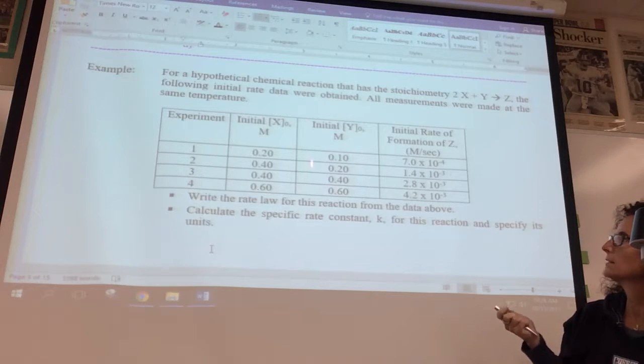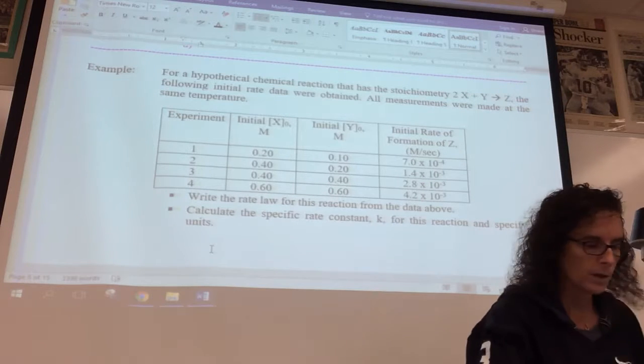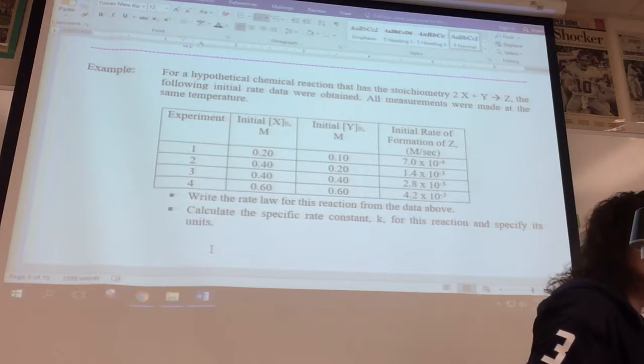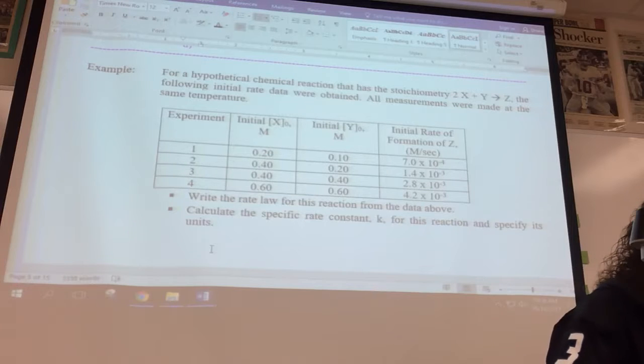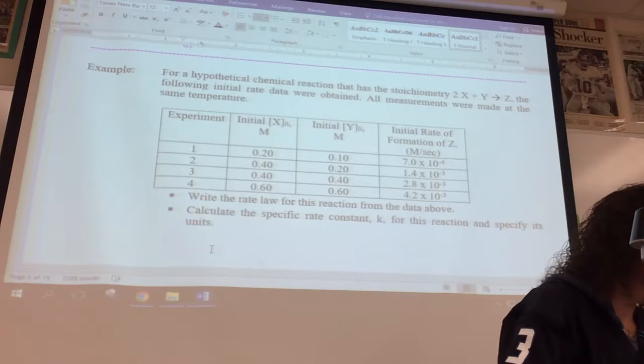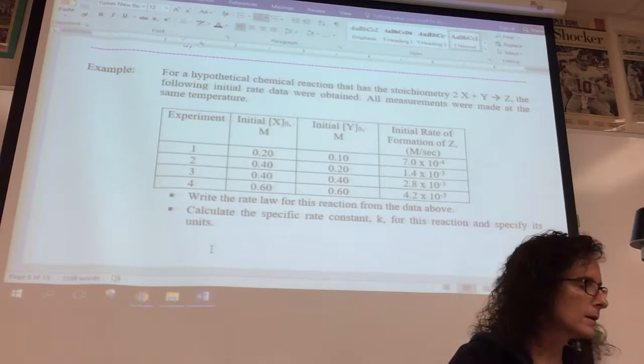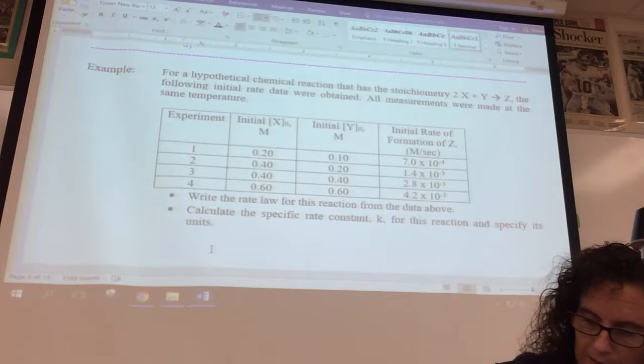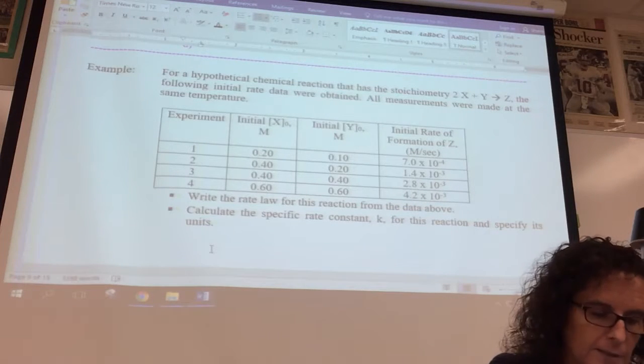Can you hold Y constant? No. So let's see how to work this. This is the first time you can't hold one constant. We want to figure out the rate law from the data. We're going to work it initially as we did previously. So what we've got here is we're going to hold X constant.